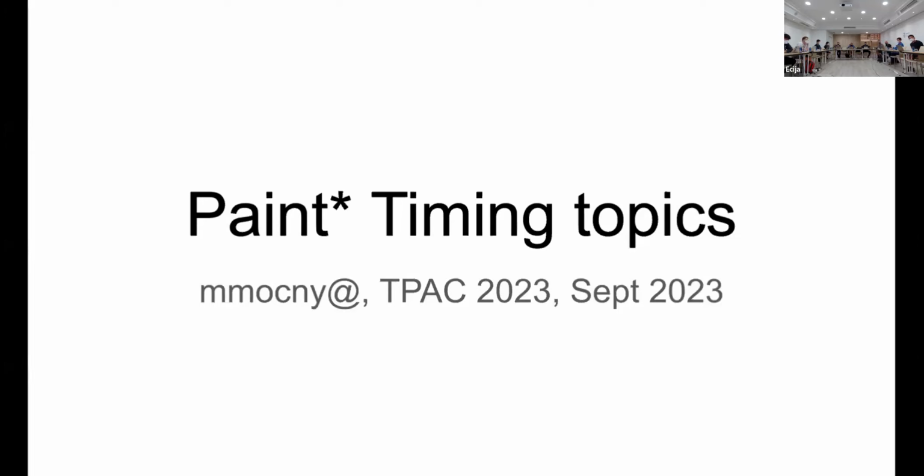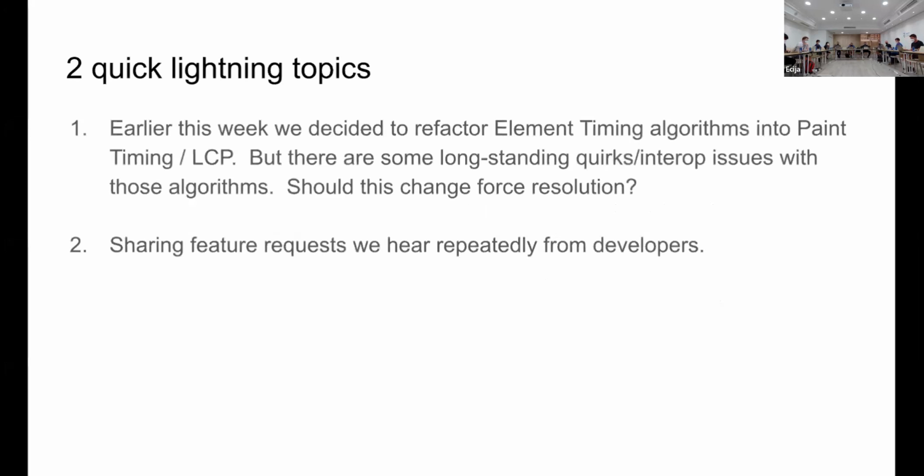All right, so we have a half-hour slot, and there were a few shorter topics that I thought would not take the full half hour, and so I have combined a few lightning talks related to various paint timing issues. So at a high level, earlier this week, I think we decided to refactor element timing algorithms into paint timing or LCP or some to be determined thing, which I thought was a great result. But there are some longstanding quirks and interop issues with those algorithms. Perhaps this is the time to force resolution.